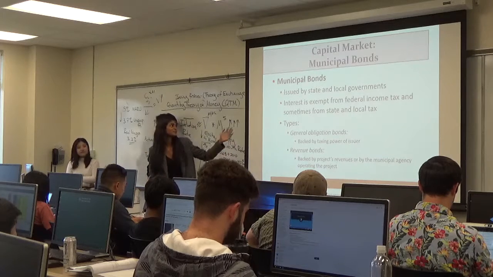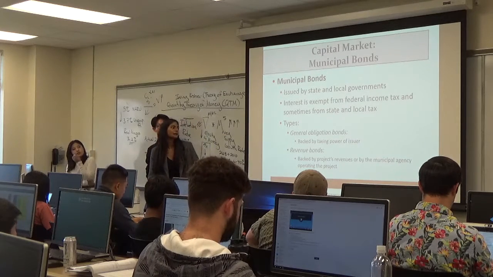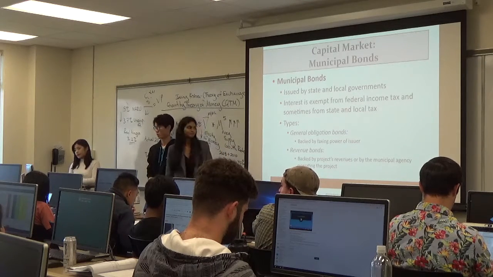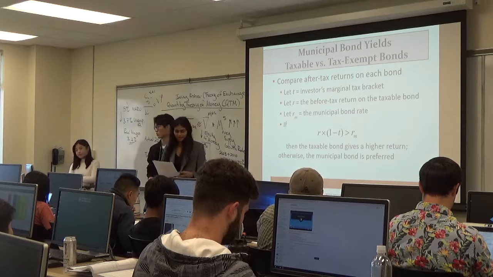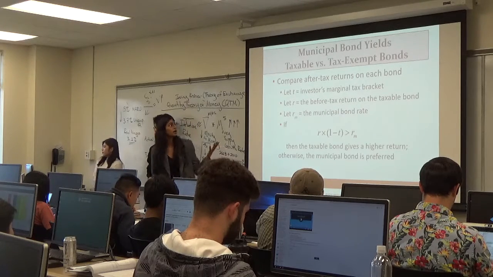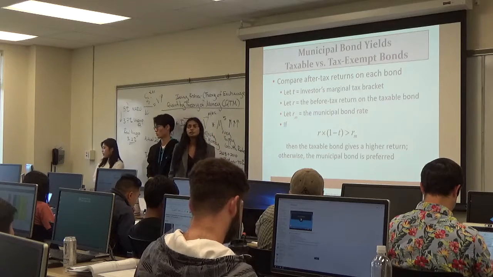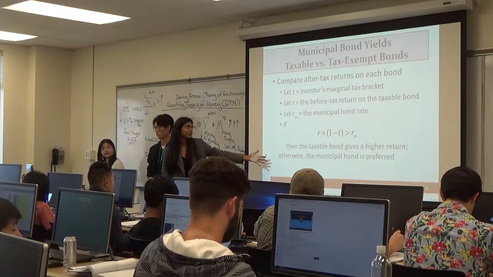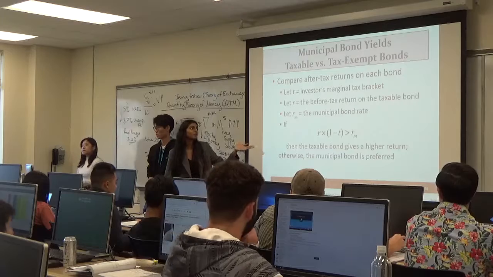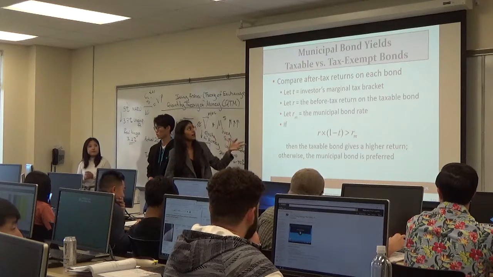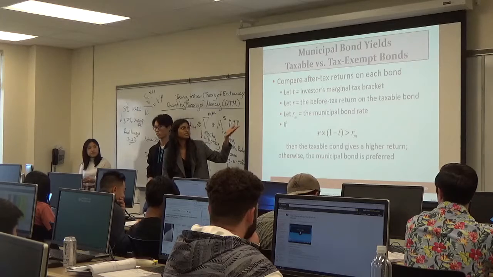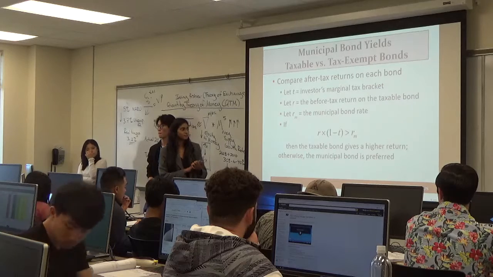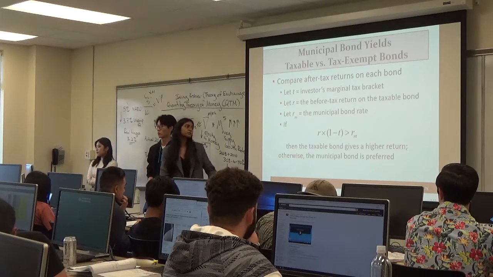There are two types of municipal bonds: general obligation bonds, backed by the taxing power of the issuer, and revenue bonds, backed by the project's revenue. An investor choosing between taxable and tax-exempt bonds should compare the after-tax returns on each bond. If the before-tax return on the taxable bond times 1 minus the investor's marginal tax bracket is more than the municipal bond rate, then the taxable bond gives a higher return, or else the municipal bond is preferred.